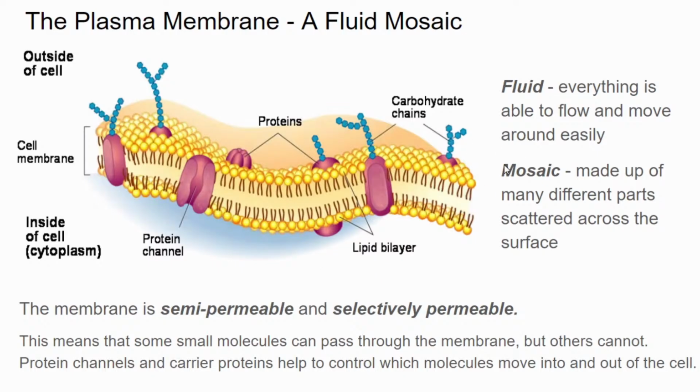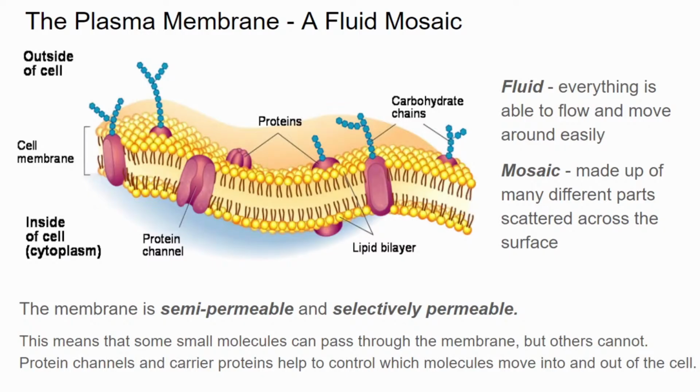And we say that it's a mosaic because there are many different pieces scattered throughout our cell membrane, or many different features. So we have our protein channels, these ones here. We have these other integral proteins that span from one side of the membrane to the other, and they have carbohydrate chains attached. More about them in a minute. And we have lots of other proteins that perform vital functions to our membrane.